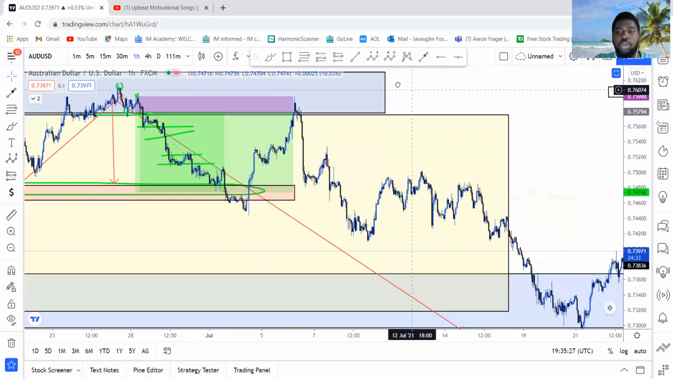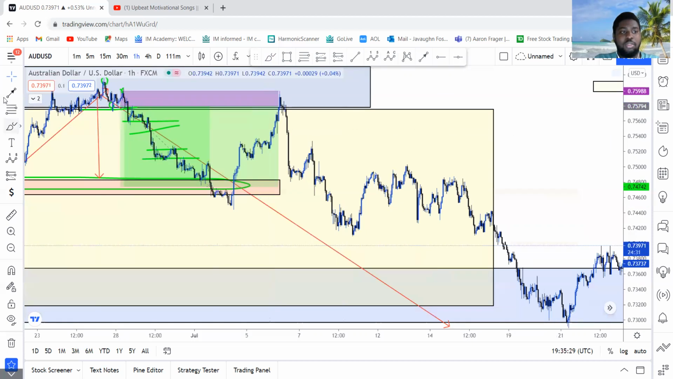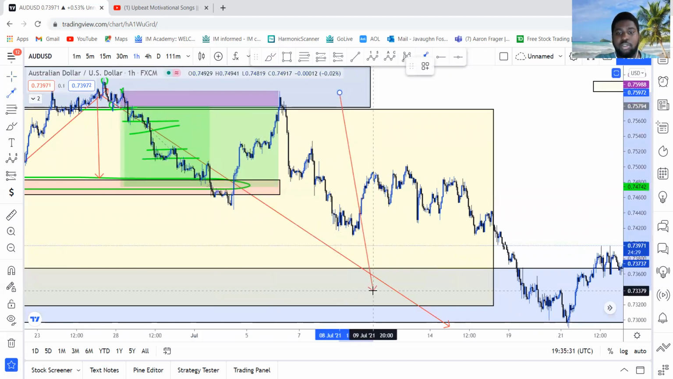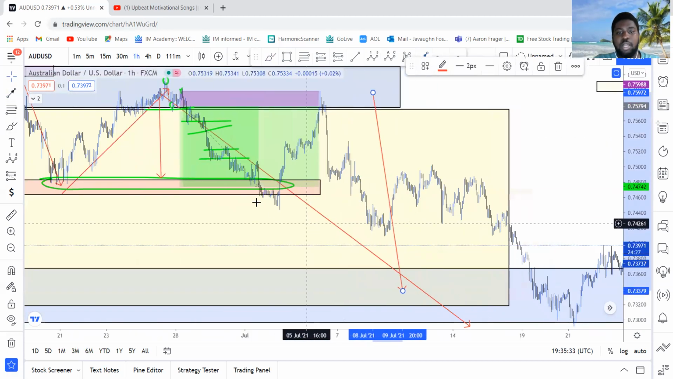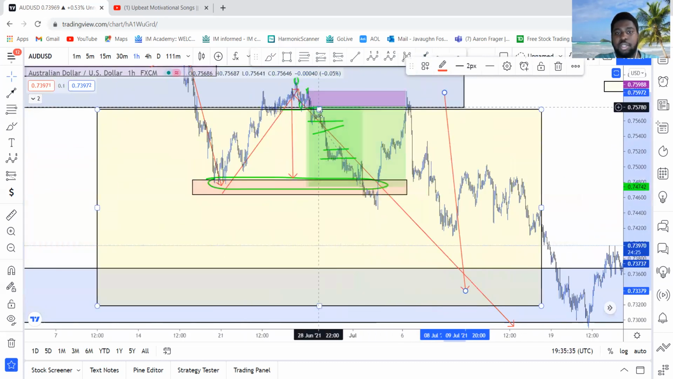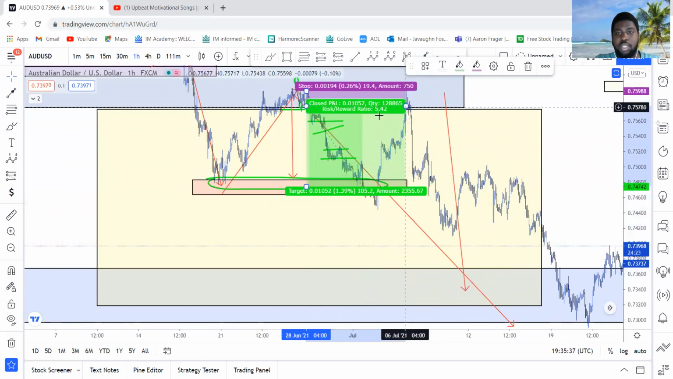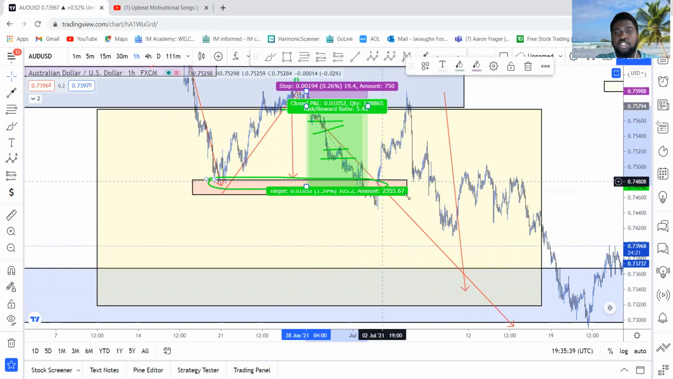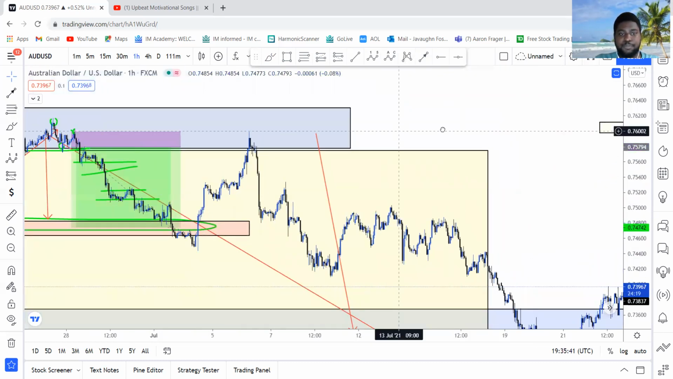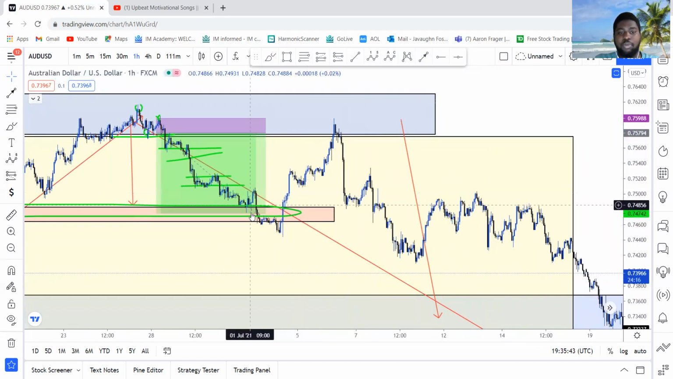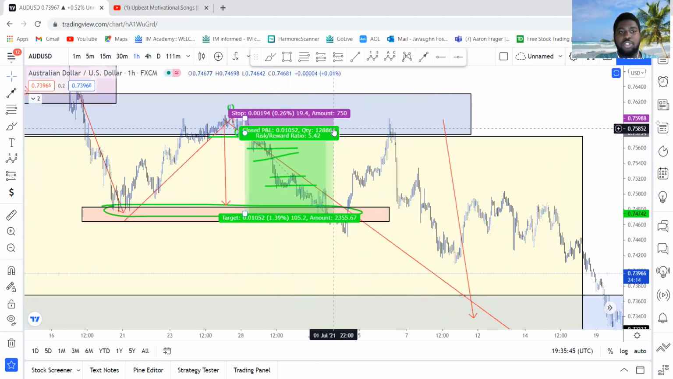Now, overall, we know that price wants to go from this 4 hour supply and demand to this other supply and demand, right? But as just a quick intraday trade, you could have taken this trade right here and made 100 pips. Now look what happened. Price came back up to this structure as well.